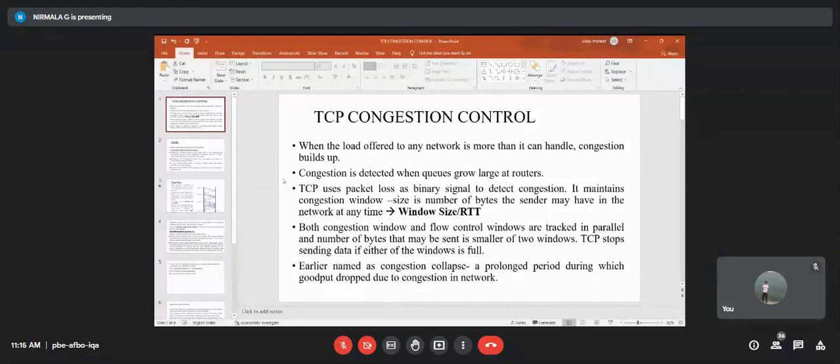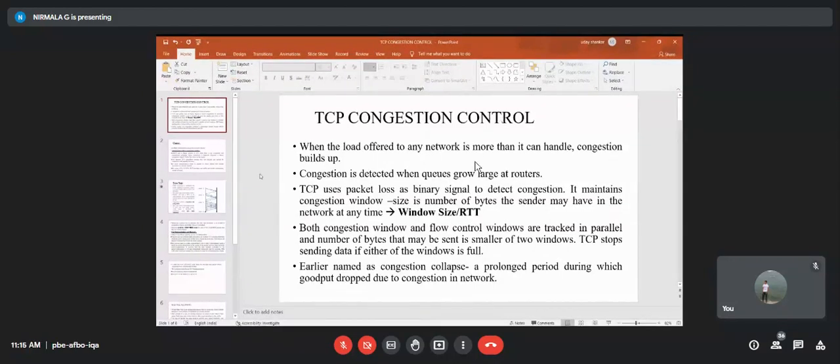Okay, so what is TCP congestion control? What do you mean by congestion? Congestion is nothing but when the load offered to any network is more than it can handle, then we say that congestion occurs in the network. It means that it is beyond the capacity of the network. The load offered to the network is beyond the capacity of the network. So we call it congestion.